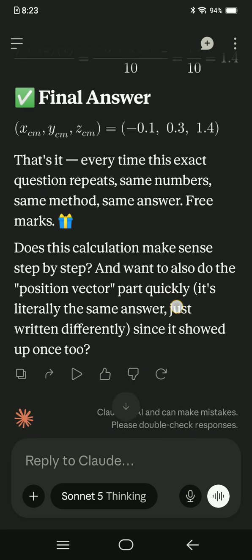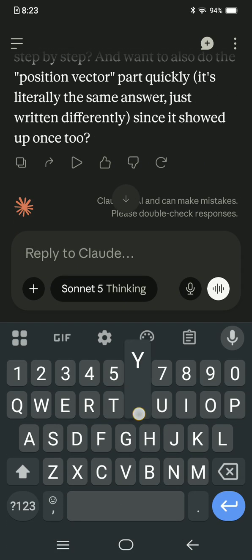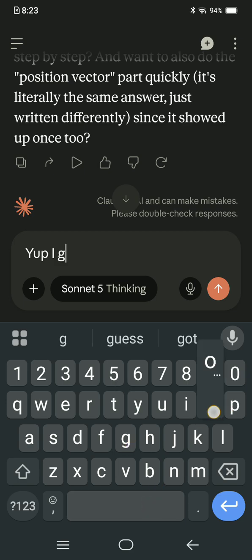Does this calculation make sense step by step? And I want to also do the position vector part quickly. It's literally the same answer, just written differently, since it showed up once too. I got it.